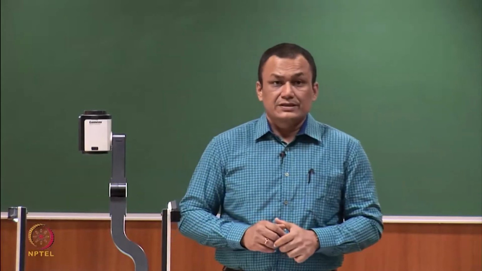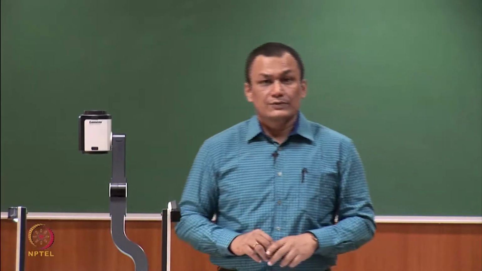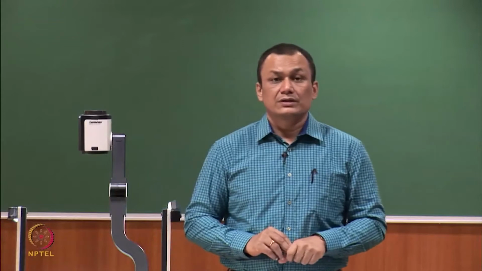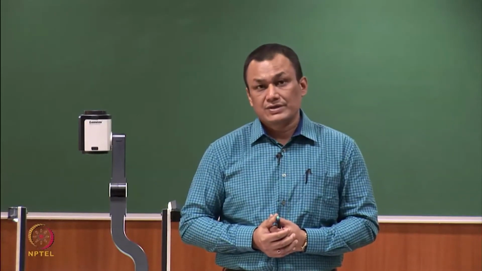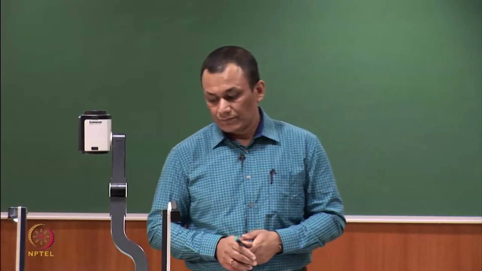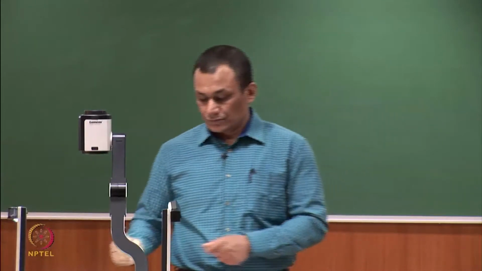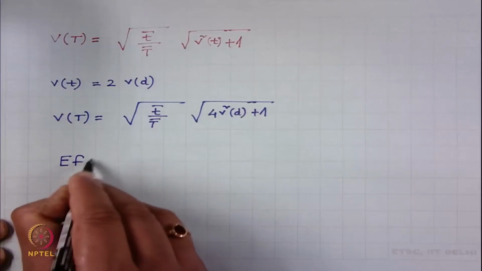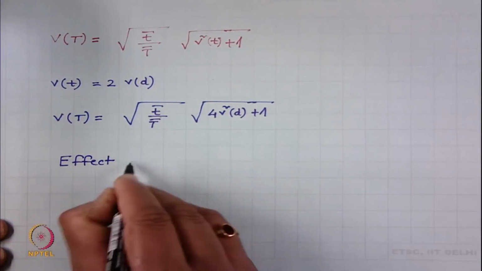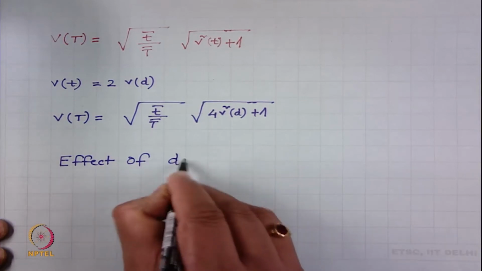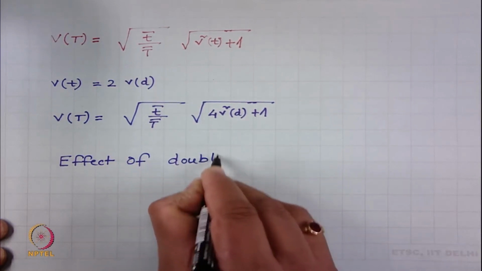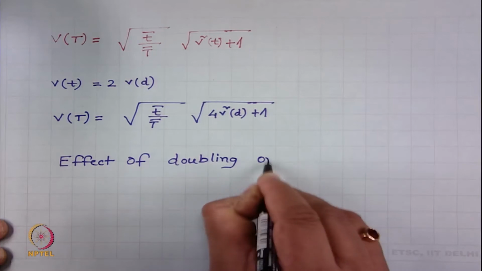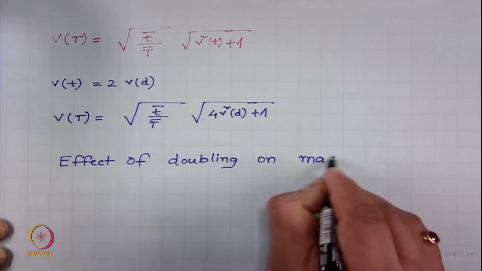So, in this lecture we will first discuss the effect of doubling on mass irregularity. So, what is the effect of doubling on mass irregularity of sliver?